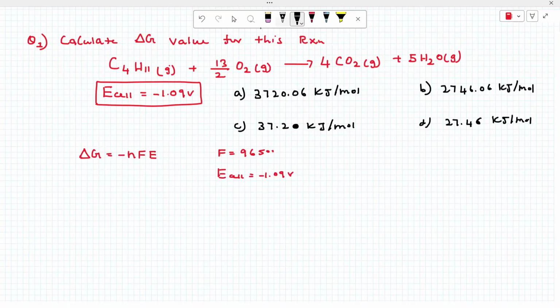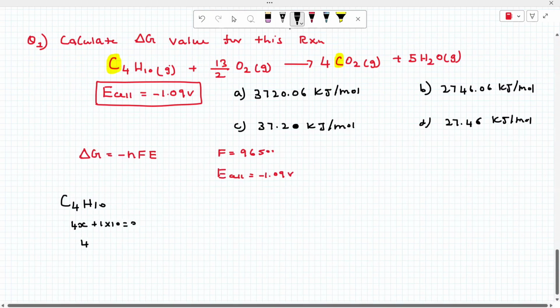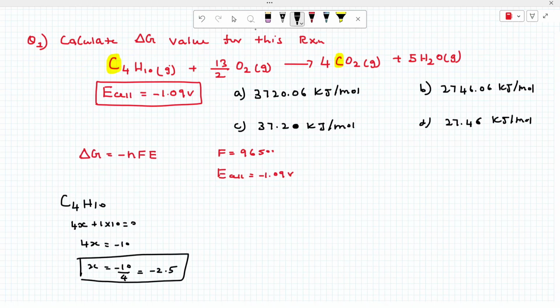Now for the n value. See, in this C4H10 molecule, please note, what is the oxidation number of the carbon atom? That is 4x plus 1 into 10 equal to 0. Therefore 4x equal to minus 10, x equal to minus 10/4, that equal to minus 2.5. Yes or no? This carbon is in the minus 2.5 oxidation state.